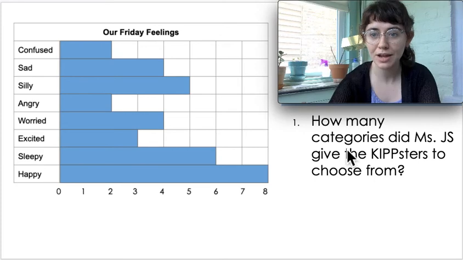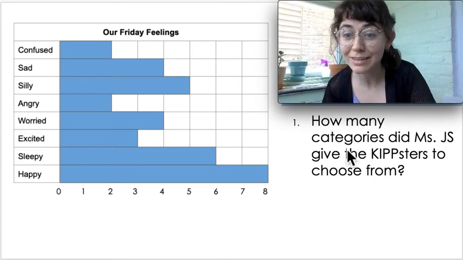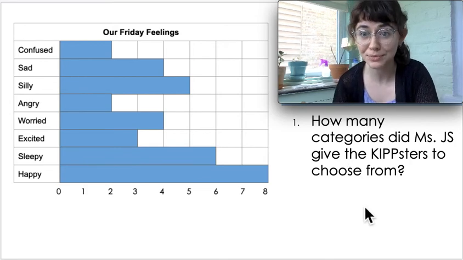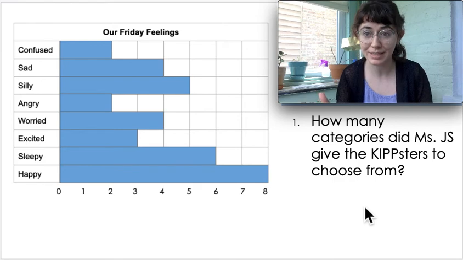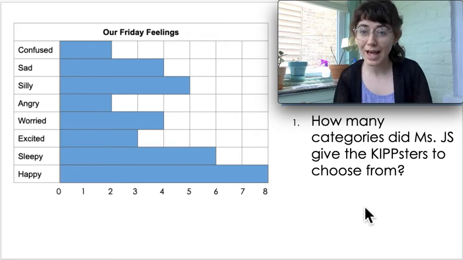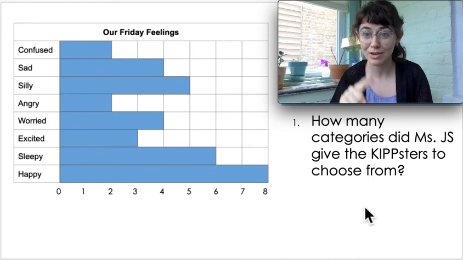And our first question, I'll read it to you, is how many categories did Miss J.S. give the KIPPsters to choose from for their feelings? Because I know there's so many more different kinds of feelings out there, but how many categories did she give you to choose from? So I want you to go ahead, write down number 1, and then write down how many categories she gave you.